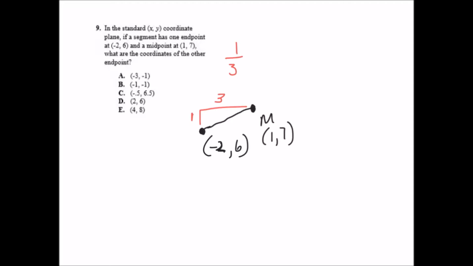So what's it going to take for us to find the next point? We have to go up 1 on the y, which is 8, and over 3 on the x, which is 4, 8. Correct answer is E.